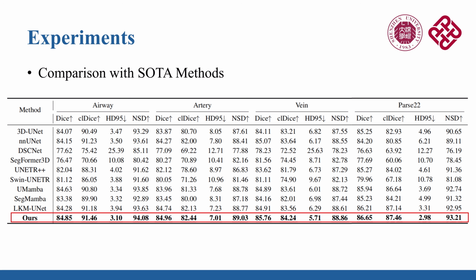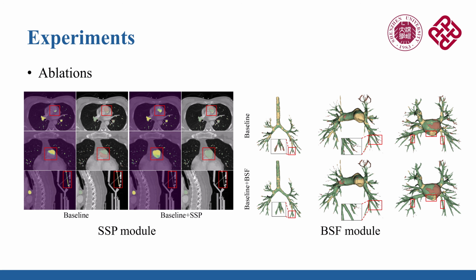Here we present a visual analysis of the intramodule ablation results. From the left figure, we can see that after adding SSP, the model focuses more accurately on vessel regions. In particular, it better attends to vessel structures while reducing interference from non-vessel regions. The red figure shows that after adding BSF, the model achieves more stable segmentation for vessels at different scales, with fewer false negative and false positive regions.